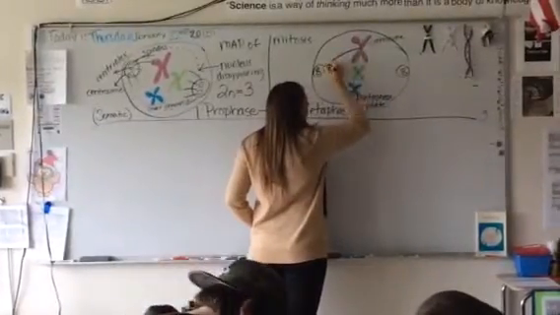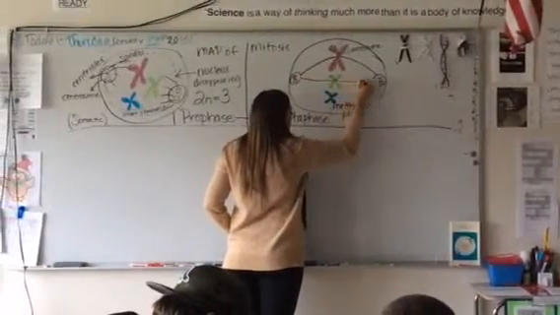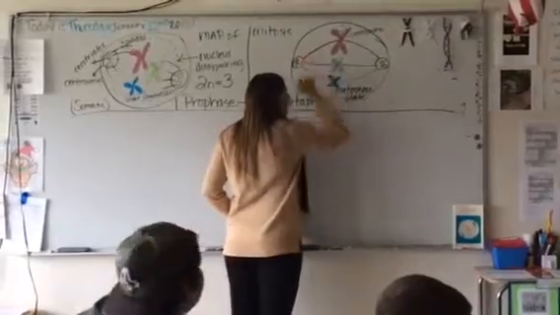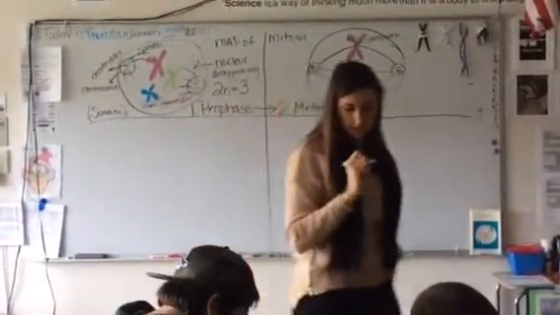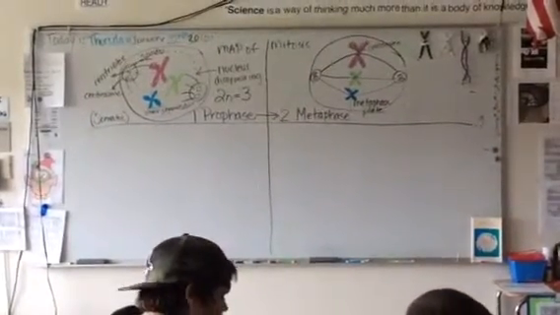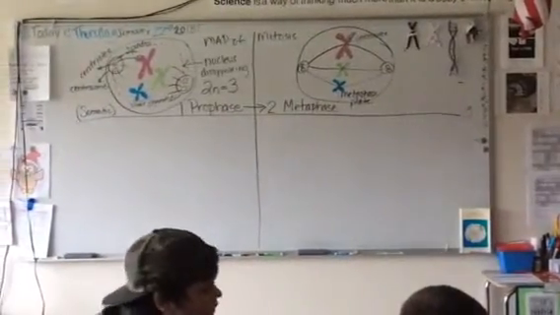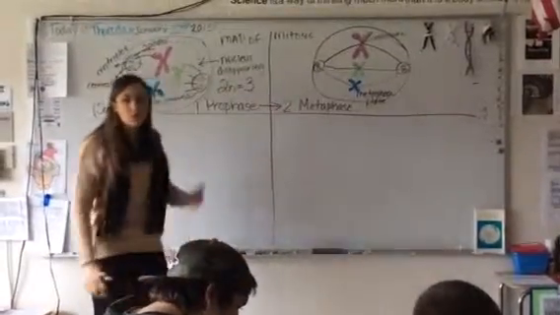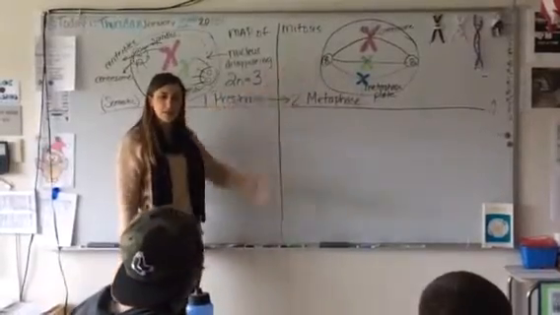A spindle fiber attaches to each centromere. In your pictures, it should be physically touching that center. Perfect. It attaches right to that centromere. So if we wanted to describe what was happening in this phase, what would you say?